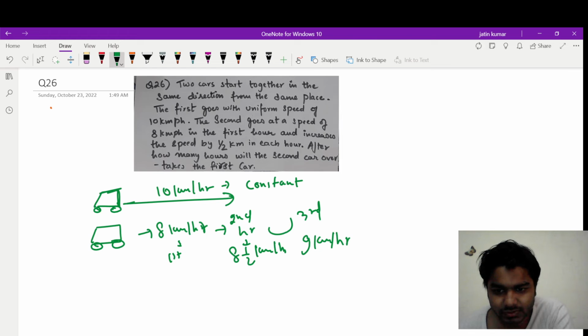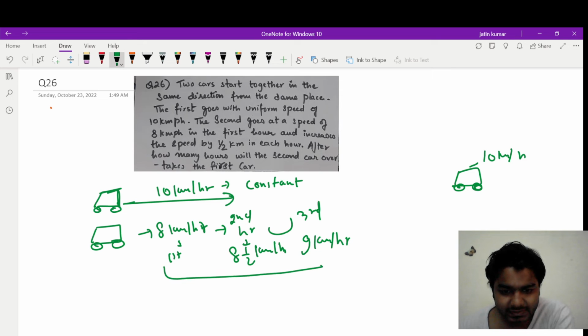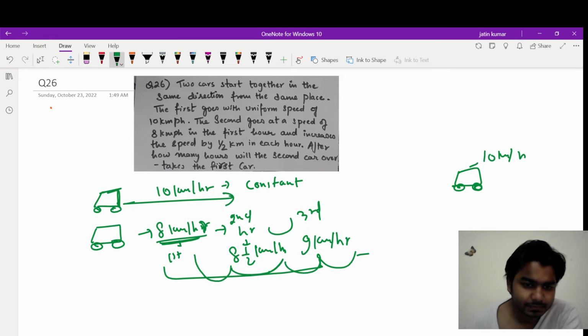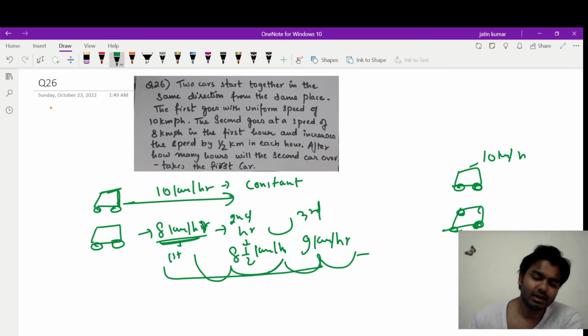So suppose this car reaches here, it is going with a uniform speed of 10 km per hour, and the other car is increasing its speed, because initially it was 8 km per hour, so it will remain behind the first car now, and it is gradually increasing its speed. Okay, suppose this car overtakes the first car at this point, let's say at P.